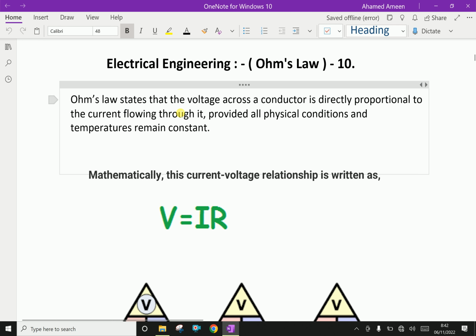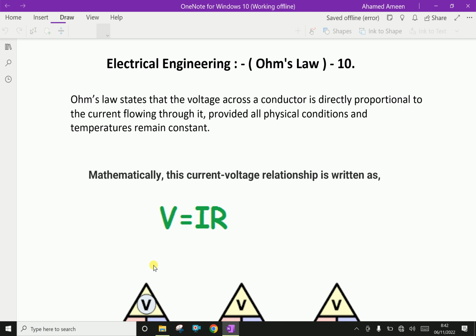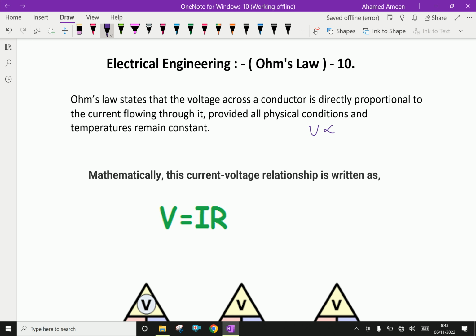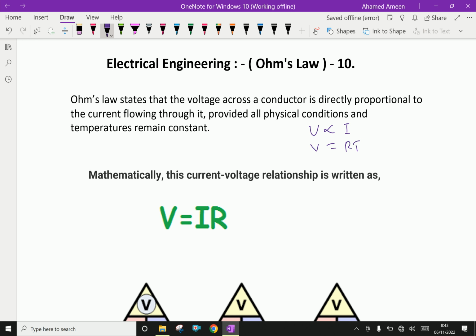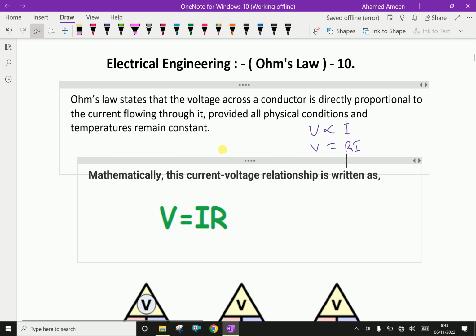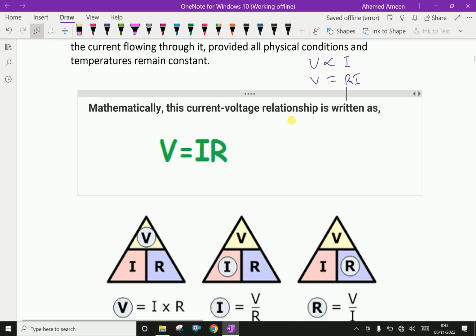Ohm's law states that voltage across a conductor is directly proportional to the current flowing through it, provided all physical conditions and temperature remain constant. Here, the voltage V is directly proportional to the current I. We know that a direct proportion becomes an equation if you introduce a constant, that is V equals RI, where R is the proportionality constant, which is the resistance of the conductor. So mathematically, this current-voltage relationship is written as V equal to IR.